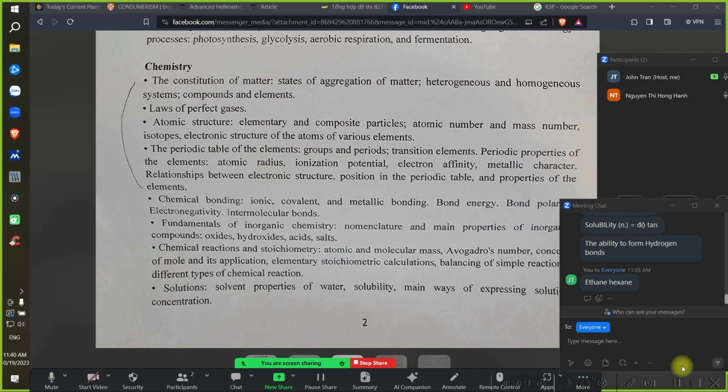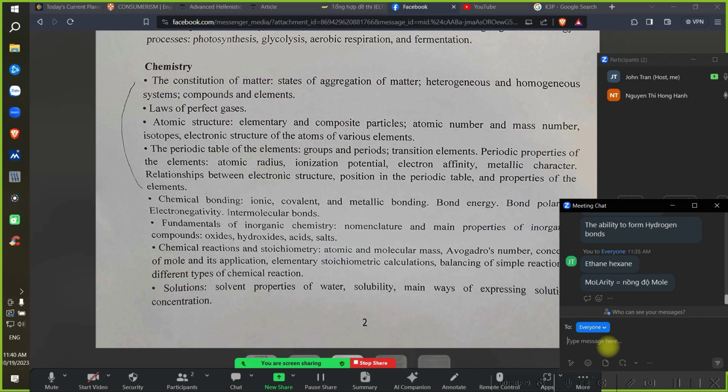So I think I'm gonna talk about main ways of expressing solution concentration. There are lots of ways to express the concentration of a solution, but I think we should just mention 3 of them. The most popular one is molarity. It's the number of moles of solute dissolved in 1 liter of a solution.